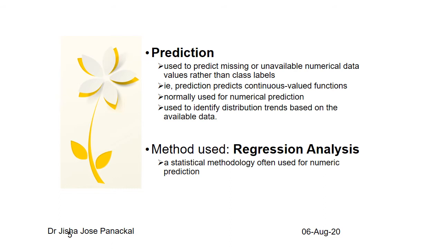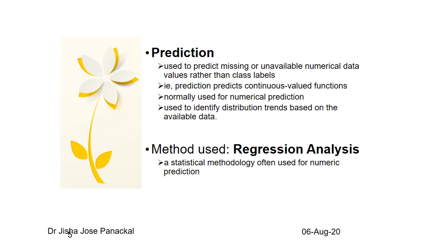So the classification model is used in the previous example for a bank, whether that customer belongs to class A, class B or class C. And the prediction model, for example, can be used to predict how much amount a person can be given as a loan. For example, that person can be provided with 2 lakh rupees as a loan. Or based on the prediction model, we can decide whether that person can be provided 10 lakhs. So that is a continuous valued function.